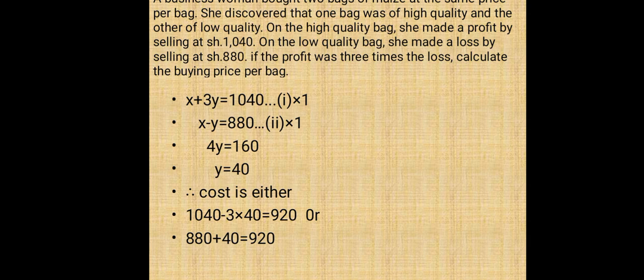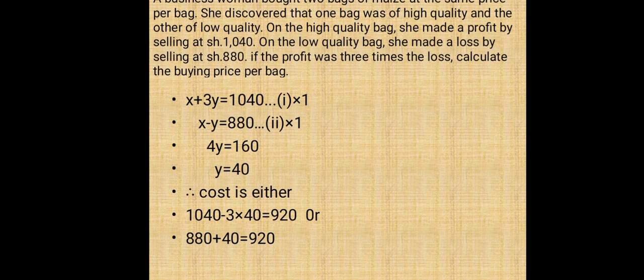Now let's assume the buying price is X, the profit is Y. So we shall have two equations. X plus Y is equal to 1040 and X minus Y is equal to 880. This means that if she sold at 1040, she made a profit of 3Y. If she sold at 880, she made a loss equivalent to a third of 3Y, which is just Y.